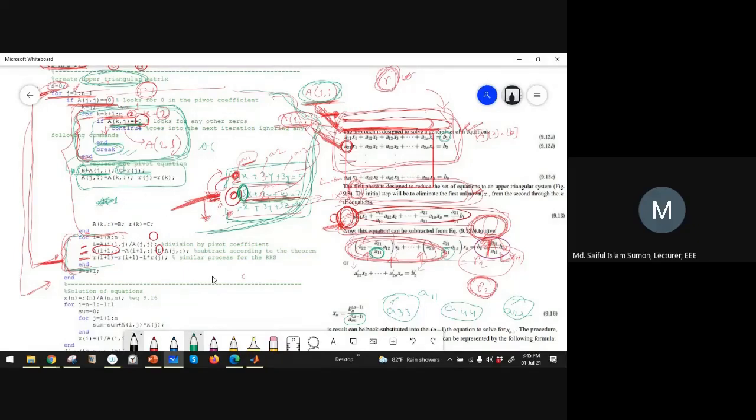After storing this and this in B and C respectively, I am going to replace the first row with the second row, because k is equal to 2 here. This first row is going to be replaced by the second row. So after execution of this instruction, my first row has changed with the second row.